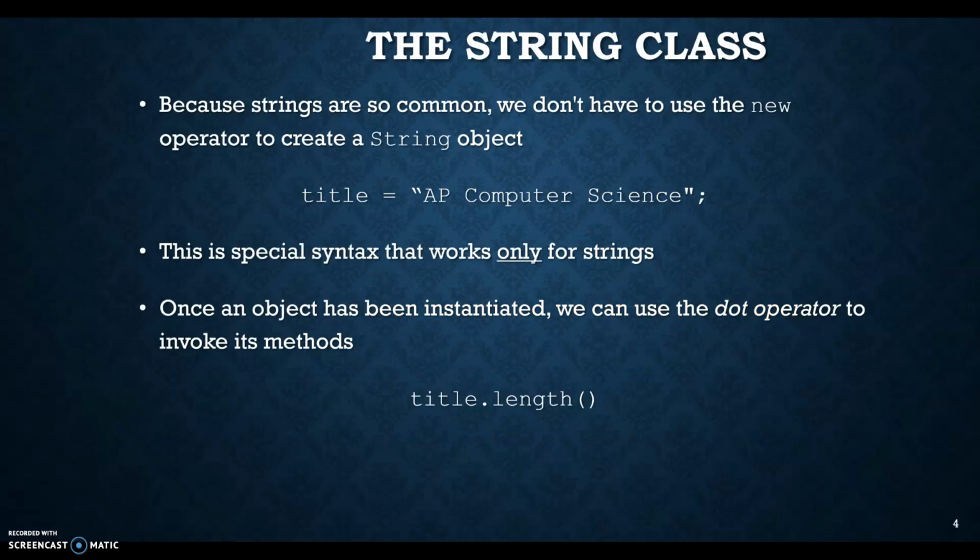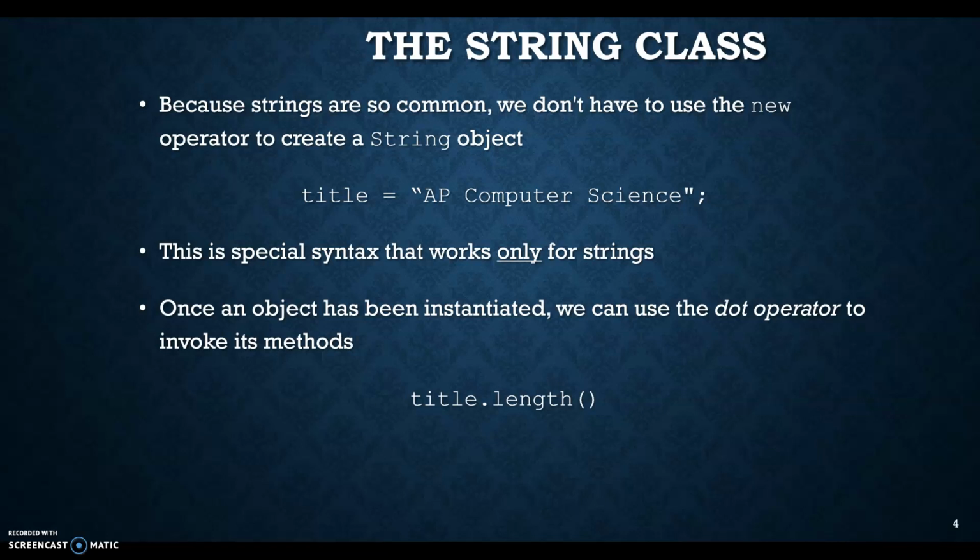Strings in Java are objects represented by the string class. Because strings are so common, we don't have to use the new operator in order to create a string object. This is a special syntax that works only for strings. Once an object has been instantiated, you can then use the dot operator to invoke its method, such as title.length, which will return the length of title.